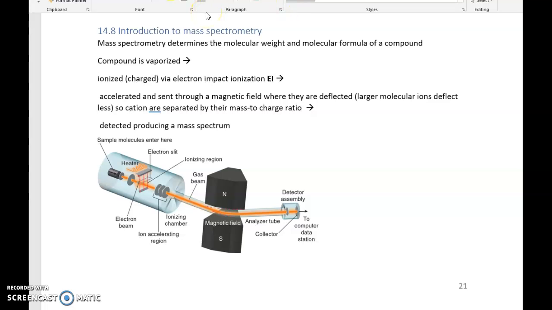Mass spectroscopy. This is going to be very important in determining the molecular weight of our compounds and determining the molecular formula of the compounds. To perform mass spec, the compound is vaporized. Here our sample is here. We heat it up with the heater to vaporize it, and then we ionize it with an electron beam. That means we charge it. We make it charged.